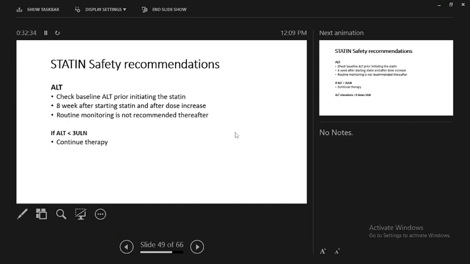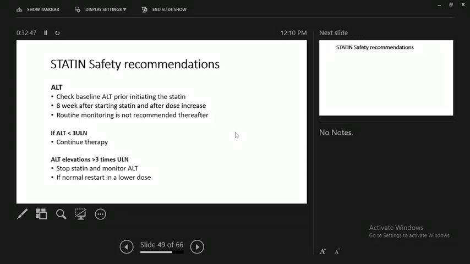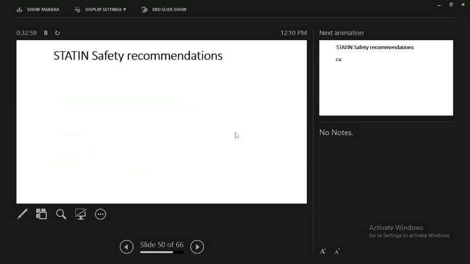So if the ALT is high but is less than 3 times the upper limit of normal, continue the statin, but you may monitor liver enzymes. But if it is more than 3 times the upper limit of normal, you can temporarily withhold and monitor liver enzymes. When it is normal, you can start with a lower dose, or you may use another statin and see. It is encouraged to restart the statin in patients who are at high risk.